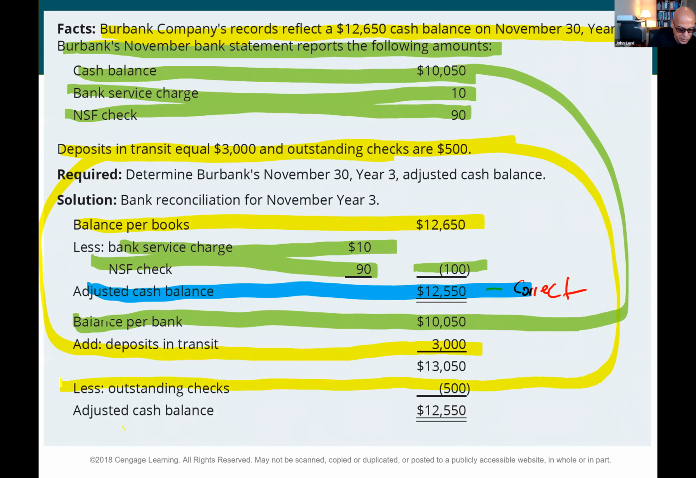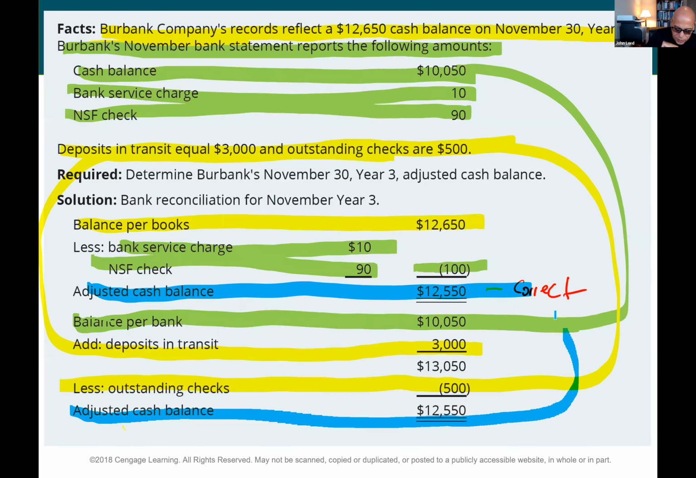I subtract those because I know that those are checks that are going to clear, and I had already mailed them at December 31st. So the accounting says you've got to subtract that because that cash really is no longer in your bank account. Once you've let that check go at December 31st, you shouldn't count that as part of your cash balance. And I end up with what? 12,550, which reconciles.